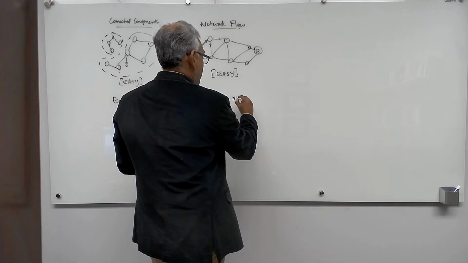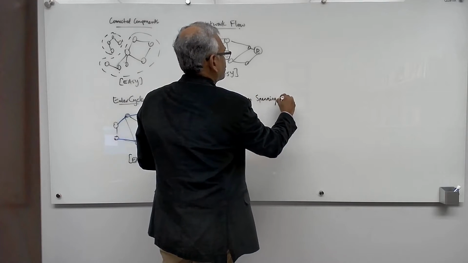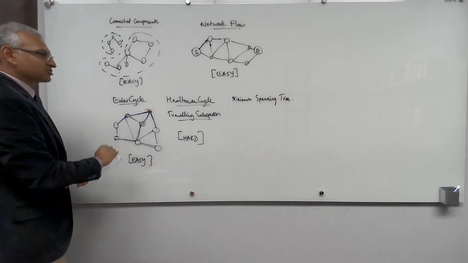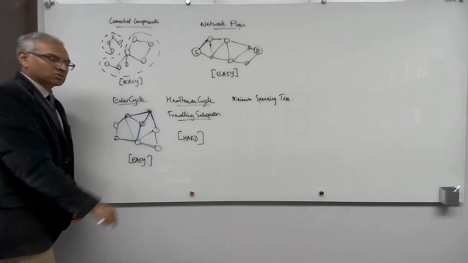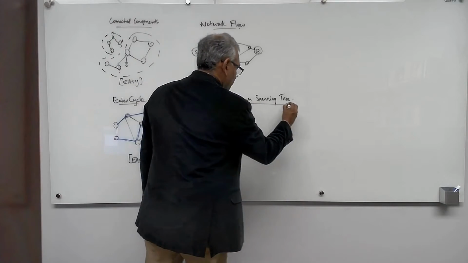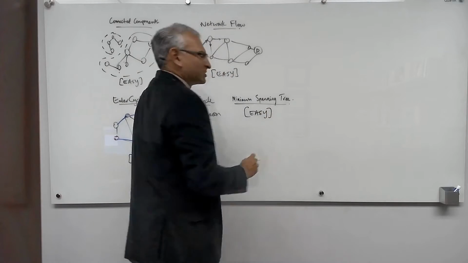Minimum spanning tree. Tree because you see I've constructed a tree. Spanning because every vertex can reach every other vertex, and minimum because I want it to cost the smallest amount. Okay, this problem is easy. Now let's discuss some hard problems.